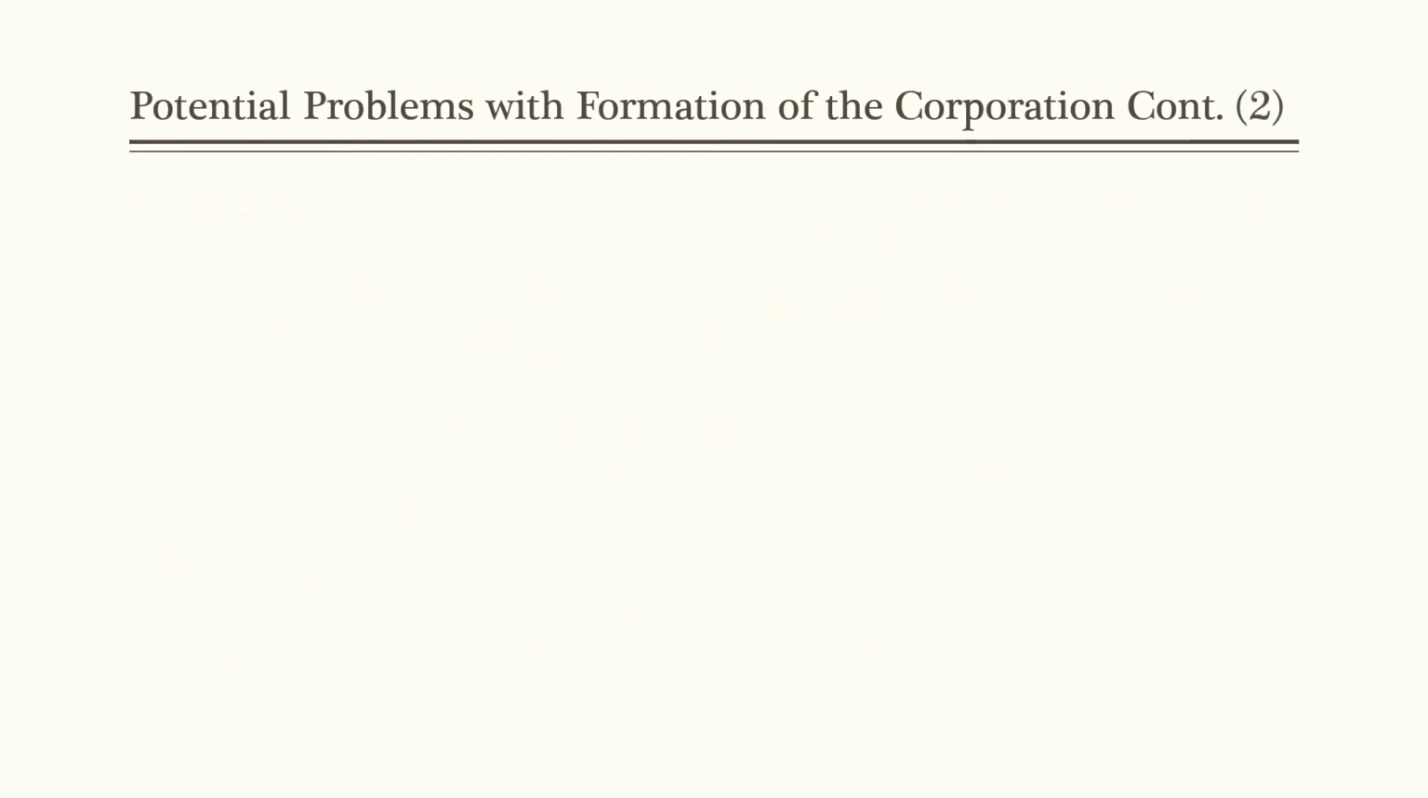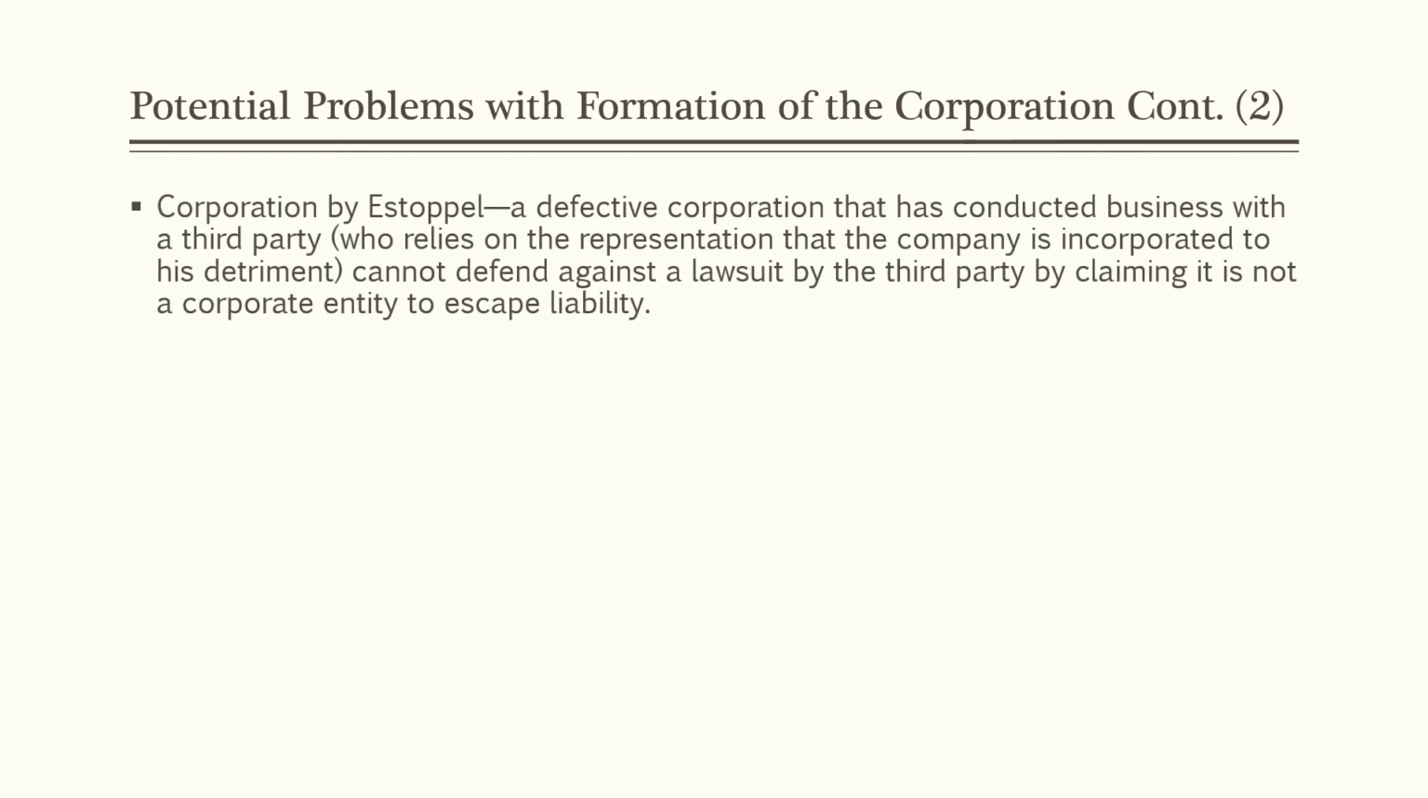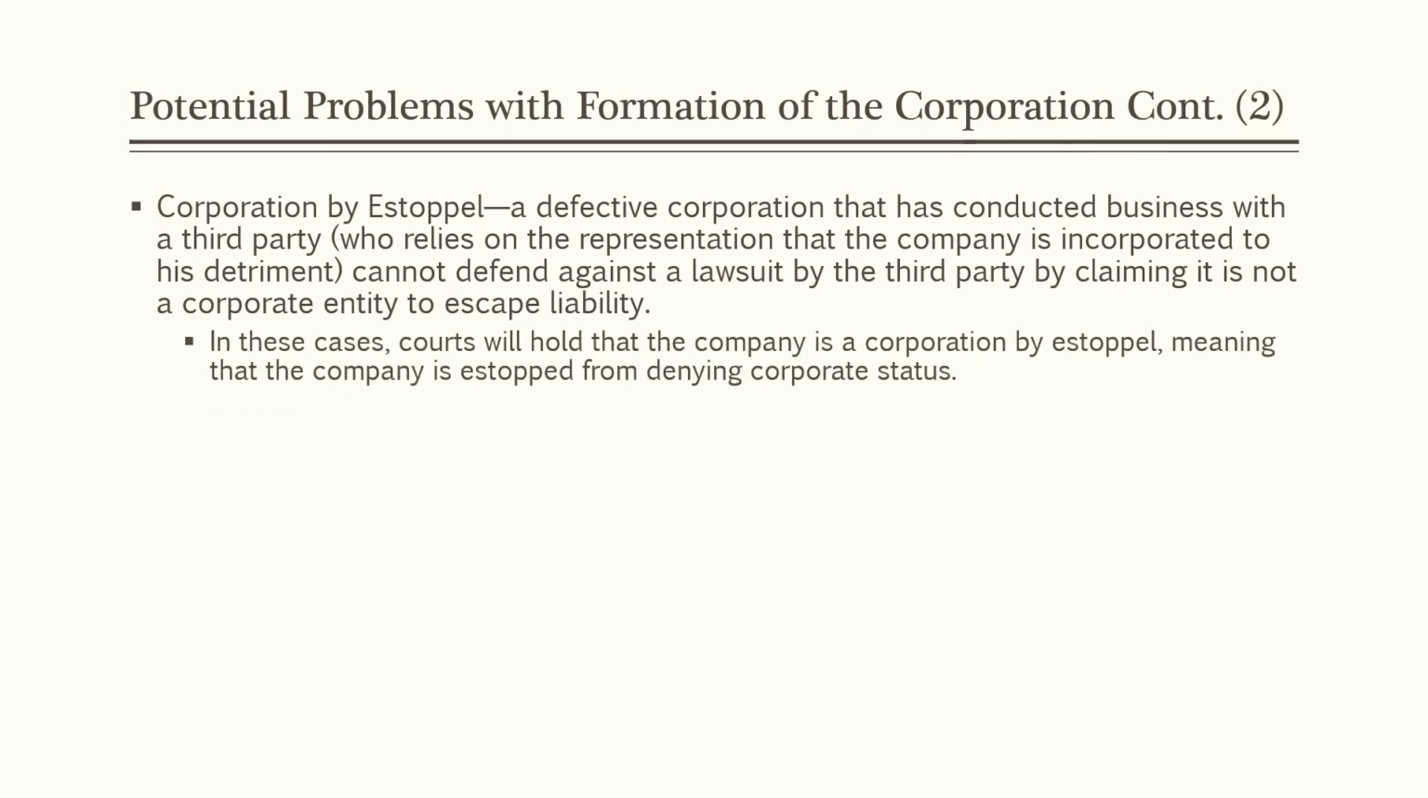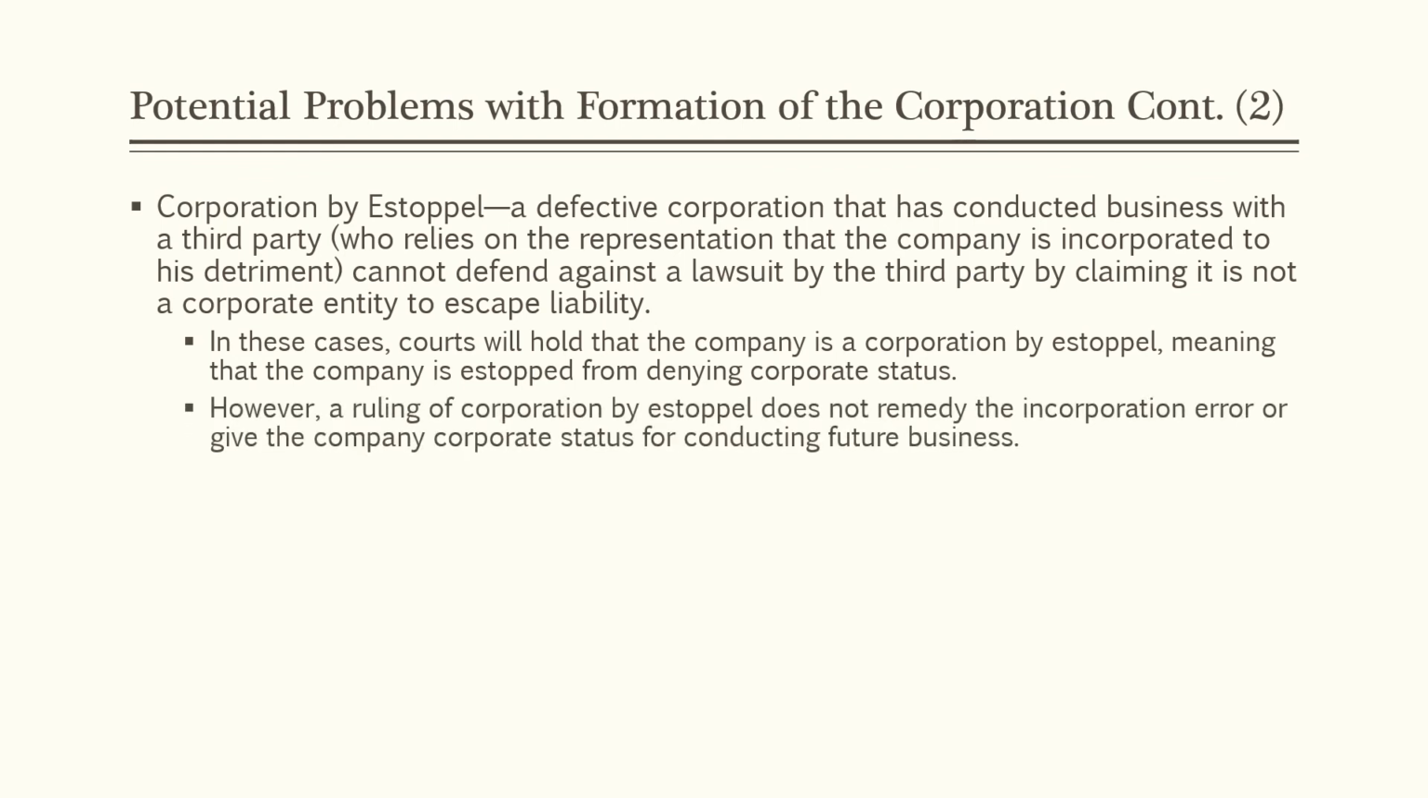Now, courts can do something called creating a corporation by estoppel. A defective corporation that has conducted business with a third party who relies on the representation that the company is incorporated to his detriment cannot defend against a lawsuit by the third party by claiming it is not a corporate entity to escape liability. In these cases, courts will hold that the company is a corporation by estoppel, meaning the company is estopped from denying corporate status.